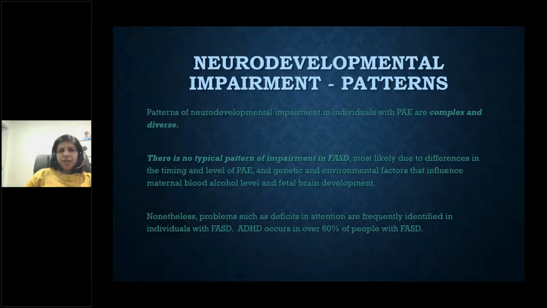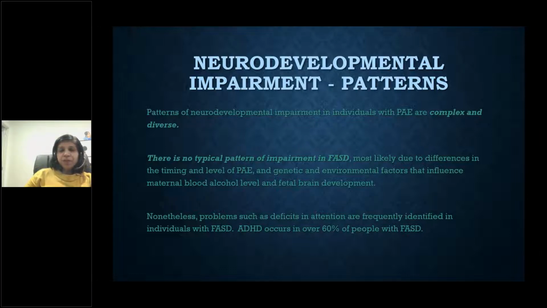Now, what type of patterns can you see? The neurodevelopmental patterns can be very, very different. There could be a combination of different factors or domains which are affected to different extents. Nevertheless, problems such as deficits in attention are frequently identified in individuals with FASD. So it is not uncommon to have ADHD-like symptoms in FASD, which makes it even more confusing.